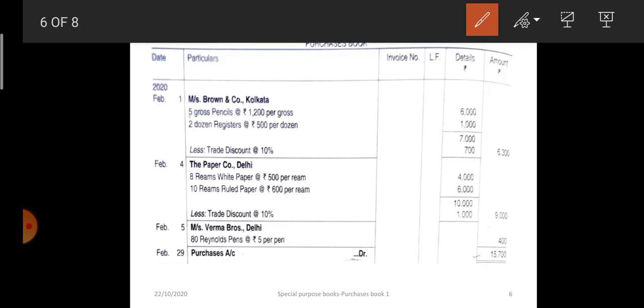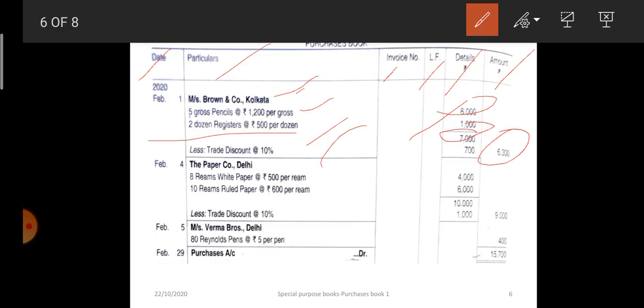Now this is the format. Purchases book: date, particulars, invoice number, ledger folio, details, and amount. Messrs. Brown and Company of Kolkata, we have purchased 5 gross pencil at the rate of rupees 1200 per gross, so total it is 6000 rupees. Then we have purchased 2 dozen registers at the rate of rupees 500 per dozen, so 2 into 500 is 1000, so total is 7000 less 10% trade discount 700, so it comes to 6300 rupees.